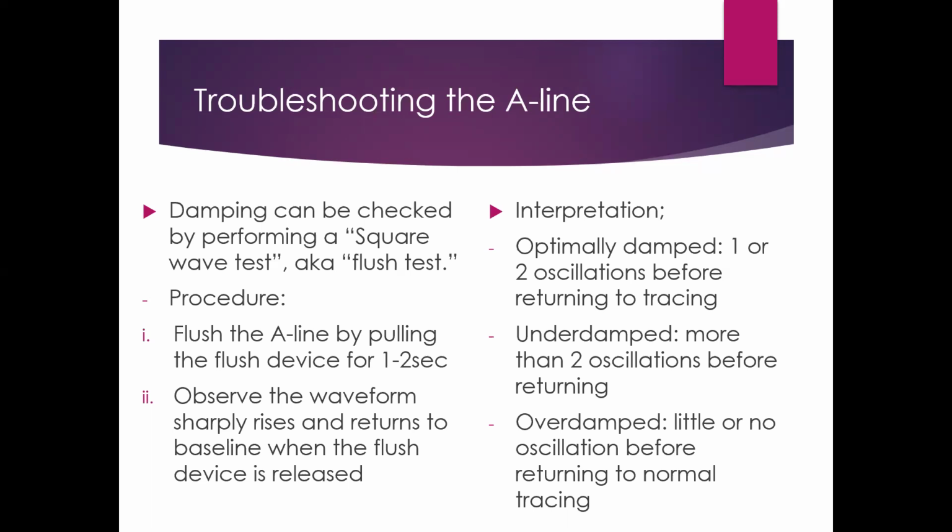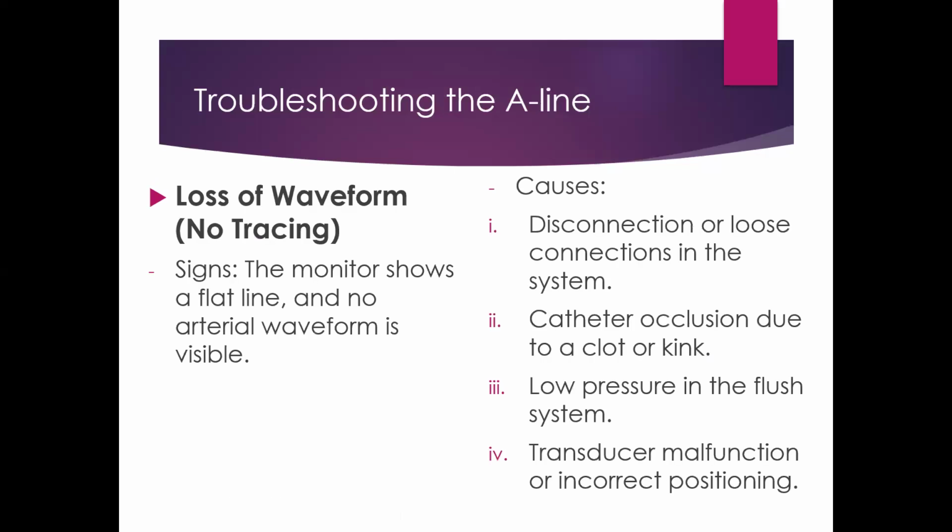That's what you want to achieve: you see 1 or 2 oscillations before the waveform returns to the baseline. If the system is underdamped, you'll see 2 or more oscillations. When it's overdamped, rather, you'll see little or no oscillation before the waveform returns to normal. So this is how to ensure your system is optimally damped. So we talked about this.